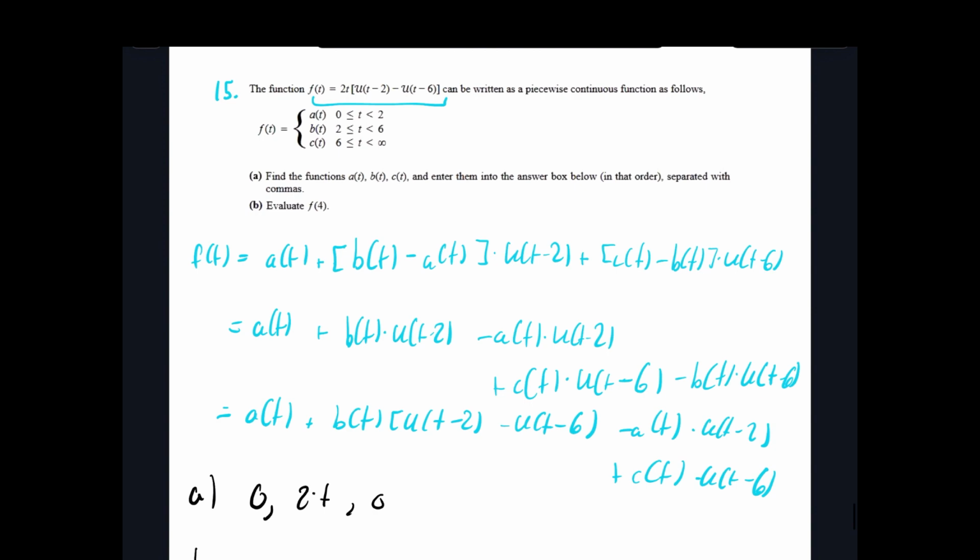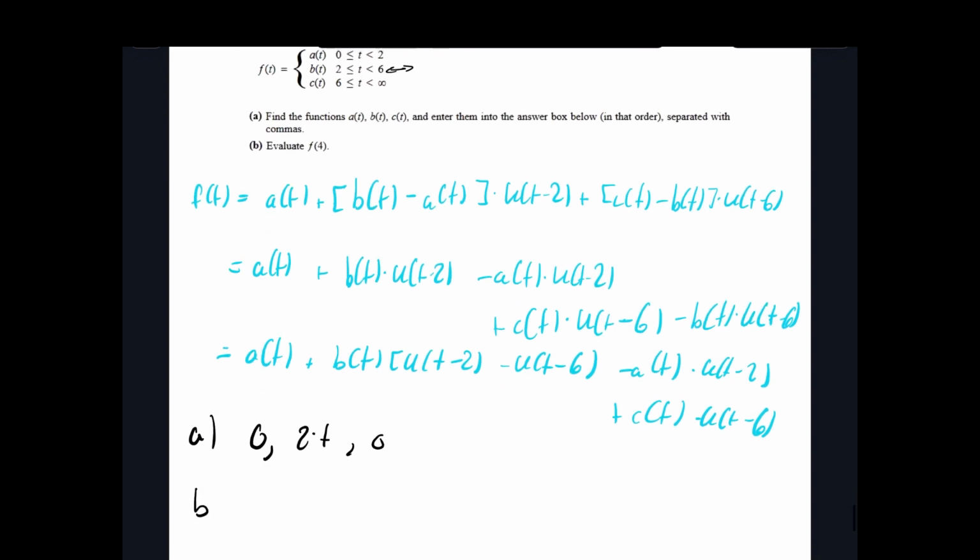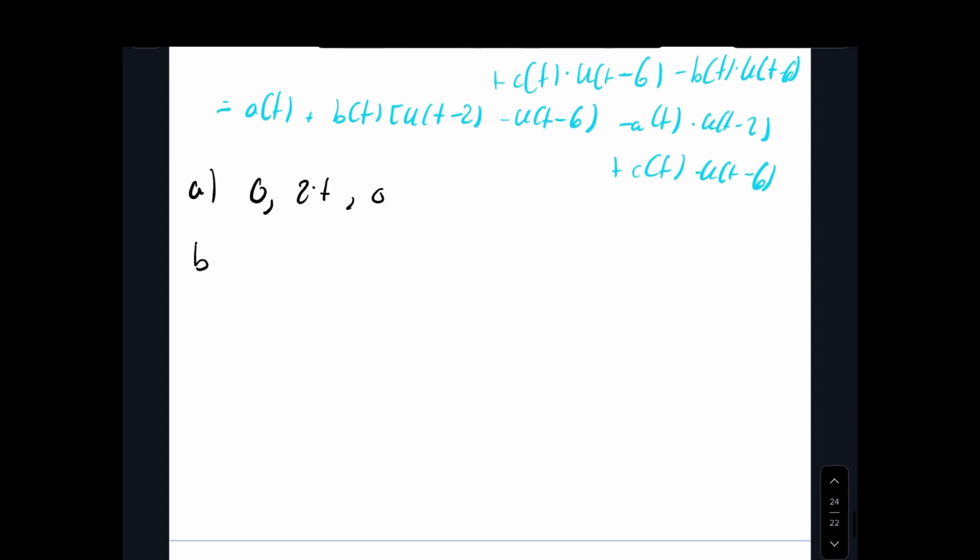I see where, like what they asked me for, evaluate f at 4. And so I know that 4 will lead me to be just in this interval. And so since I'm just subbing it in for bt, and b at t equals 2t, and they want 4 times 2, I just get 8, and that's my solution for 15b.